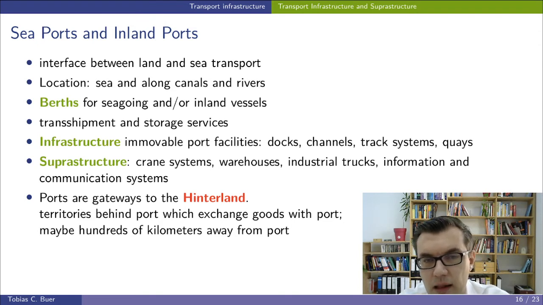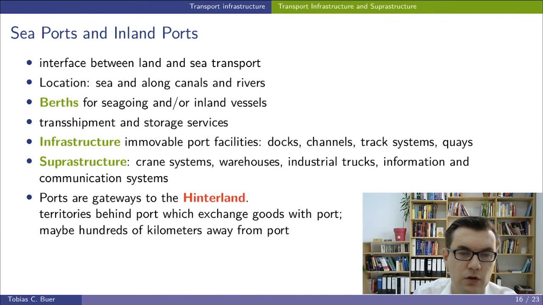For example, the hinterland of Port Sohar is Muscat. Many goods that have the destination or the origin in Muscat travel to or from Sohar outside the world. So therefore, because Sohar is servicing the Muscat area, Muscat is the hinterland of Port of Sohar.